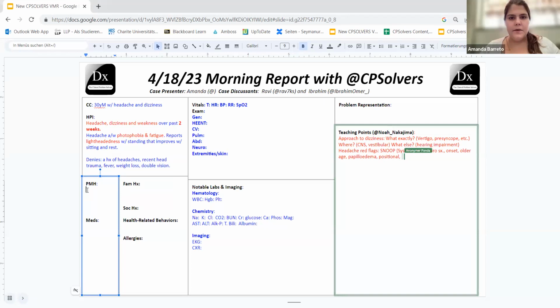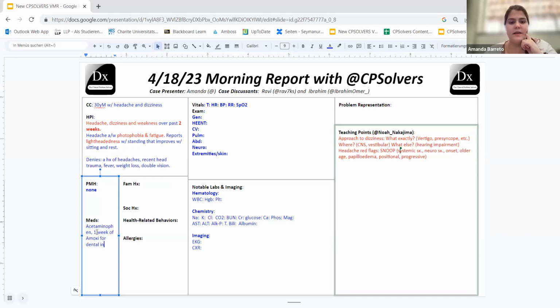The past medical history: the patient doesn't have any past medical history and uses acetaminophen. The patient recently completed 1 week of amoxicillin for a dental infection in his bottom right molars prior to his symptoms starting, denies tobacco and drugs, and is a social drinker.